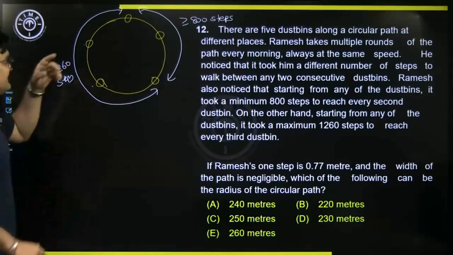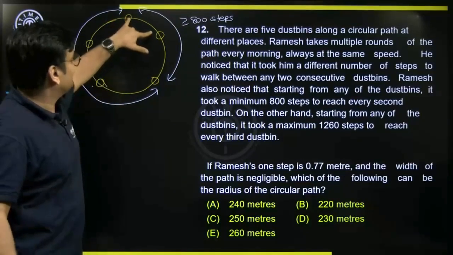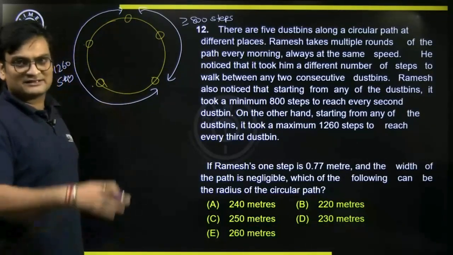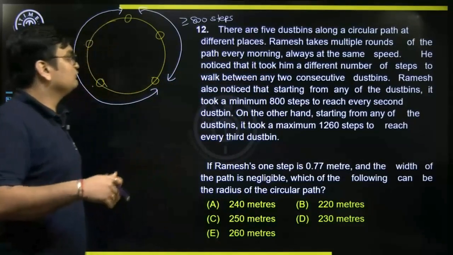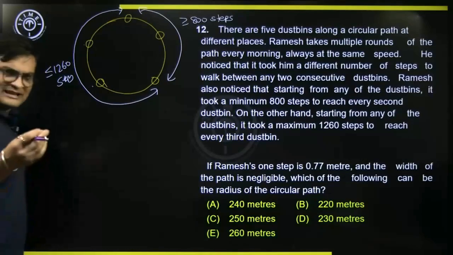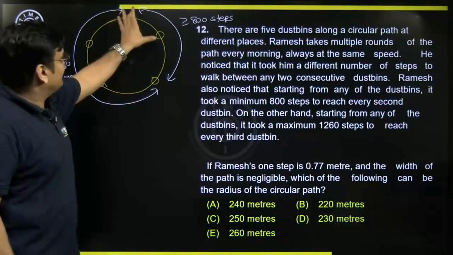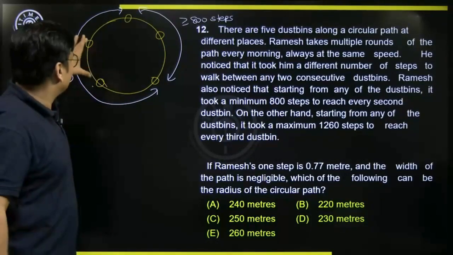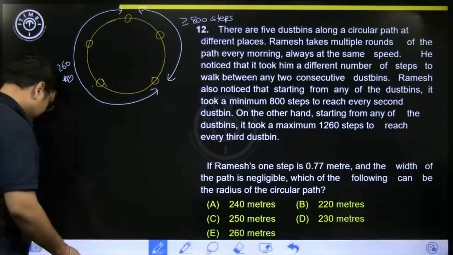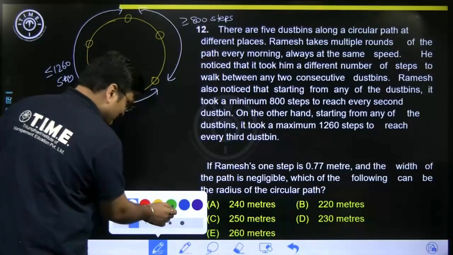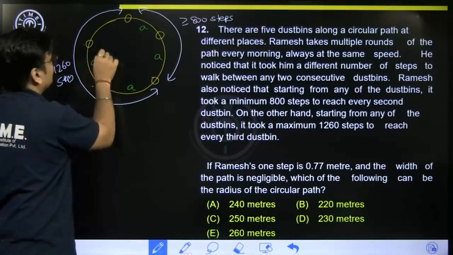Now here he says that these dustbins are placed at different distances. So for example, the gap between these two is not the same as this, not the same as this. They are all different, he says. He noticed that it took him a different number of steps to walk between any two consecutive dustbins. For the sake of discussion, let us try to put them really close, equal. So the gap between these two is almost the same as this, almost the same as this, almost as this, almost as this. And suppose the gap is some A. So if this is A, this is approximately A, and A.